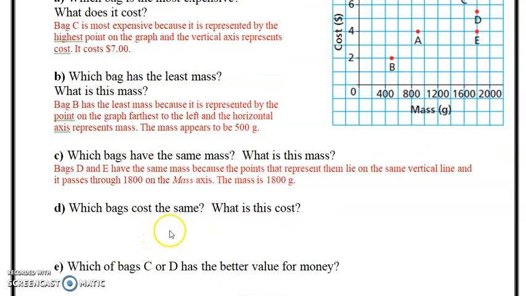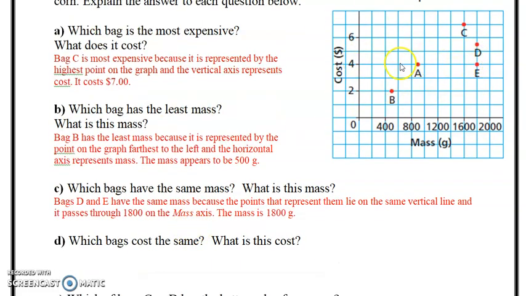Okay, which bags cost the same? So it'd be the other way. We're going horizontal. A and E, they both cost $4.